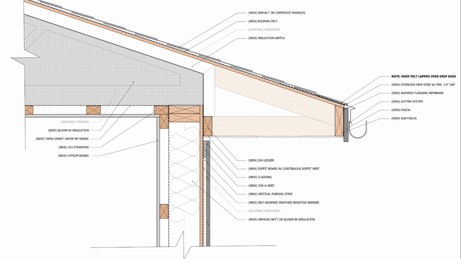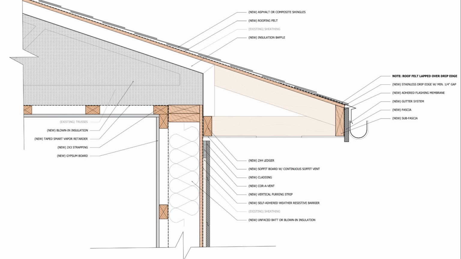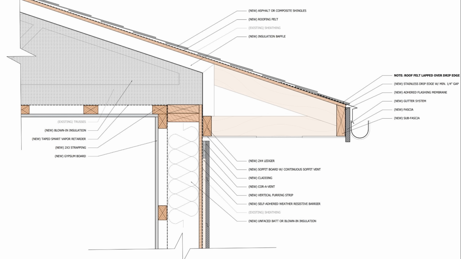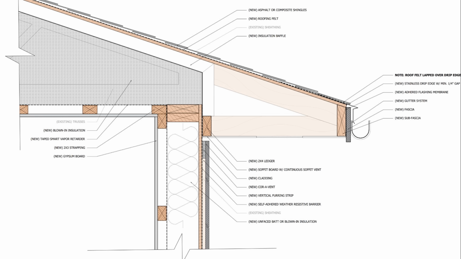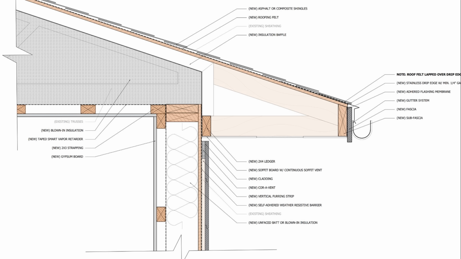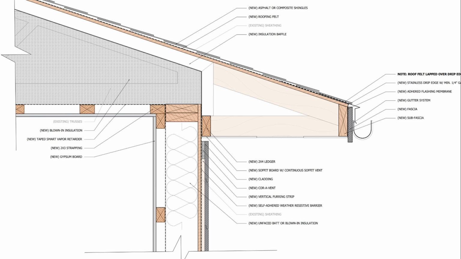This is where I like to use a taped smart vapor retarder membrane at the ceiling plane, as it will provide a much needed air barrier at this location and slow the flow of vapor into the attic space while allowing moisture to dry back into the interior. This membrane also allows for superior air tightness around ceiling penetrations.